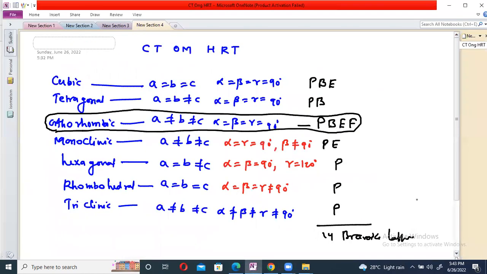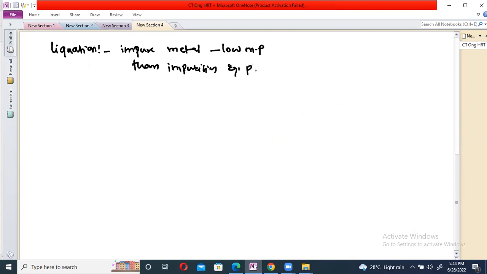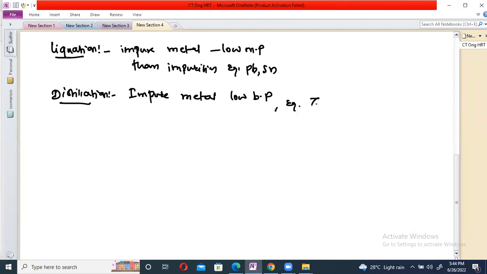If you need, I will give one more additional part for metallurgy. It's like a chart you can remember. What is that, beta? If they are talking about refining methods, one is liquefaction. In liquefaction, our impure metal has a lower melting point than the impurities. Example, lead and tin can be purified by liquefaction. One more method given in NCERT is distillation. In this case, the impure metal has a low boiling point. Example, zinc, cadmium, mercury can be purified by this method.